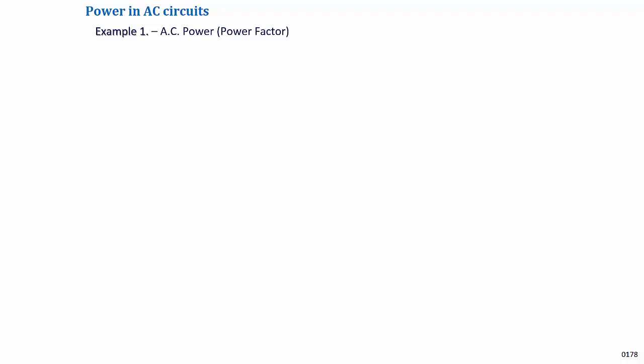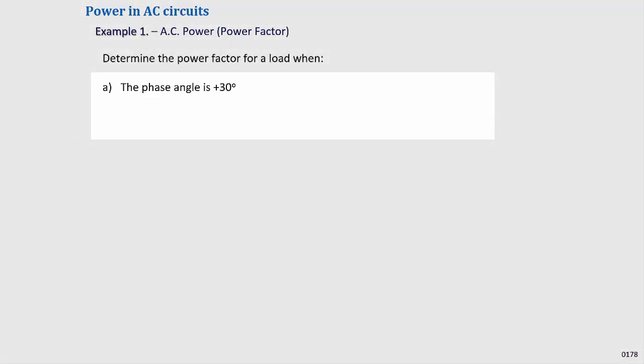The following example is in the accompanying workbook, AC Power, Power Factor. Here we are required to determine the power factor for a load when A, the phase angle of the load is plus 30 degrees. So, power factor equals the cosine of the phase angle. Substituting the values, power factor equals the cosine of 30 degrees, which equals 0.867 leading, as the phase angle was positive.